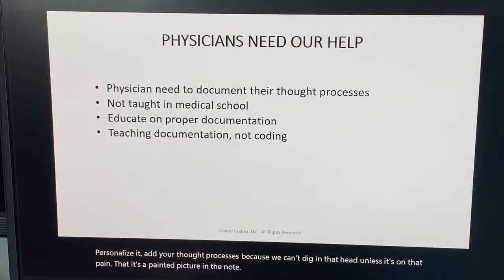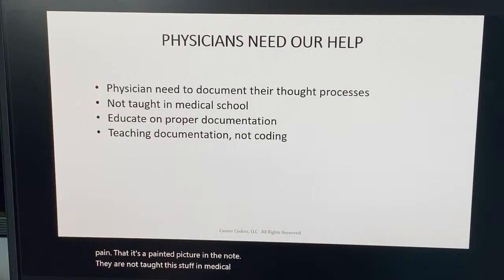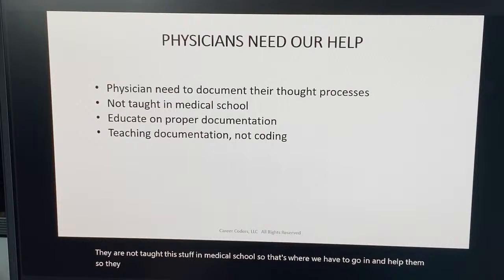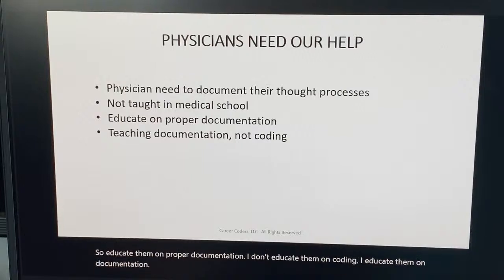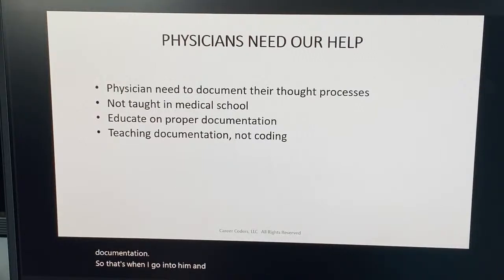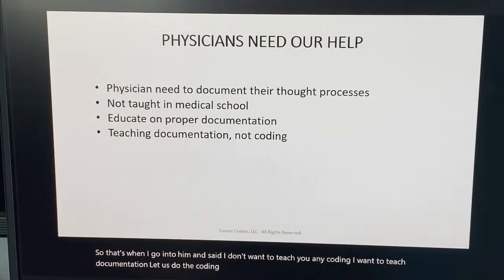They are not taught this stuff in medical school, so that's where we have to go in and help them so they get paid for what they do. So educate them on proper documentation. I don't educate them on coding. I educate them on documentation. So that's when I go into them and say, I don't want to teach you any coding. I want you to teach documentation. Let us do the coding. That's our job.